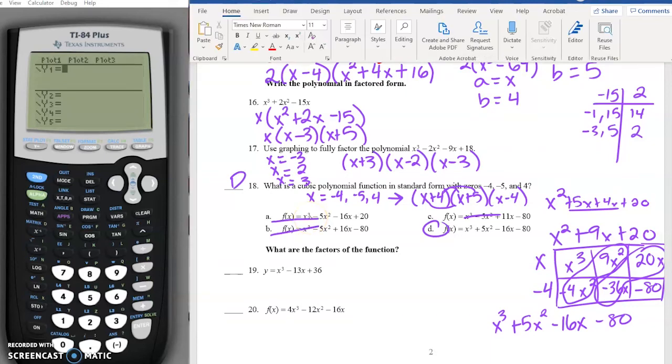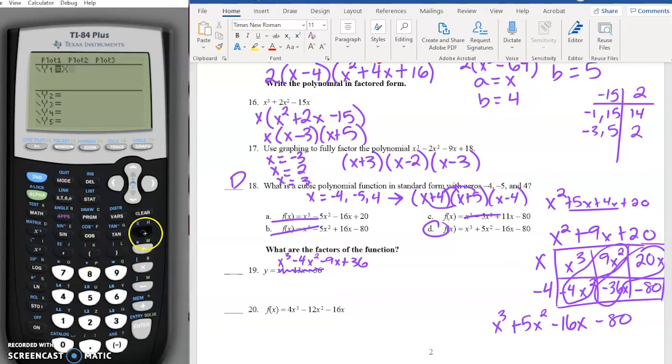Moving on to number 19. 19 actually has a typo, so go ahead and cross this out and fix it to x cubed minus 4x squared minus 9x plus 36. Depending on when you downloaded the copy of the review from Canvas, this may or may not be corrected. If you got a paper copy in class, you do need to fix this.